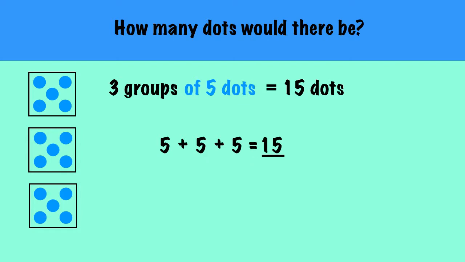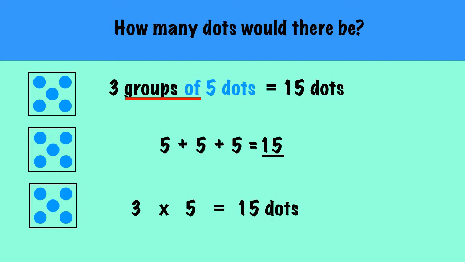But you will use this type of thinking where you have many groups of something so often as a mathematician that there's actually a special symbol we use. We use a symbol to represent the words groups of. We can write instead 3 groups of 5 equals 15.